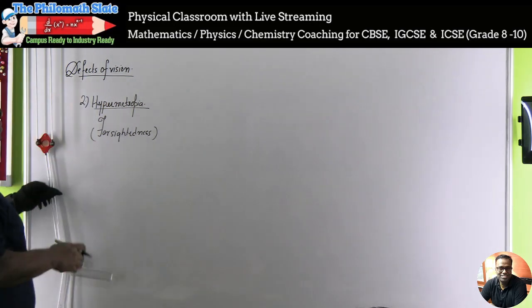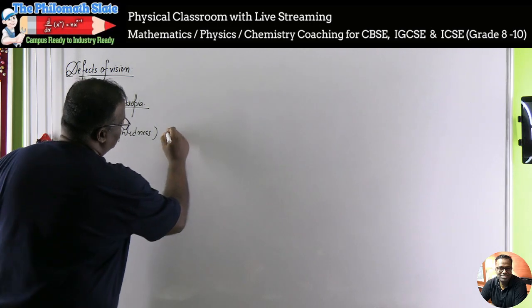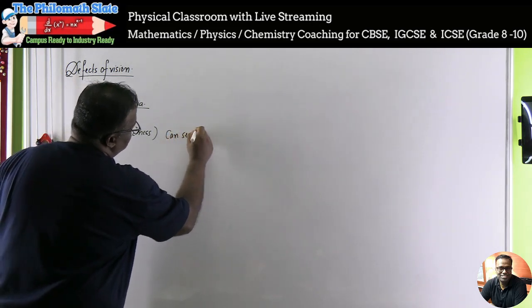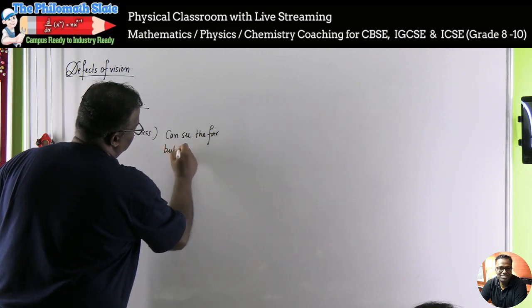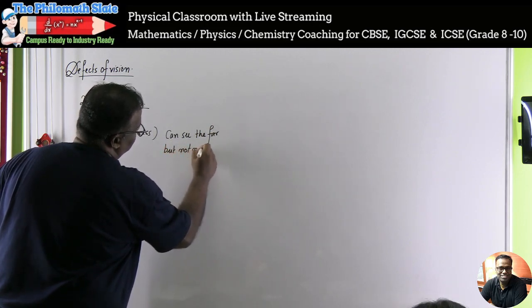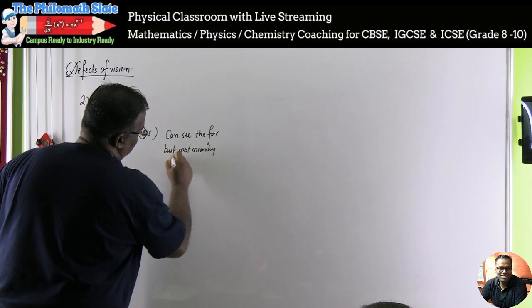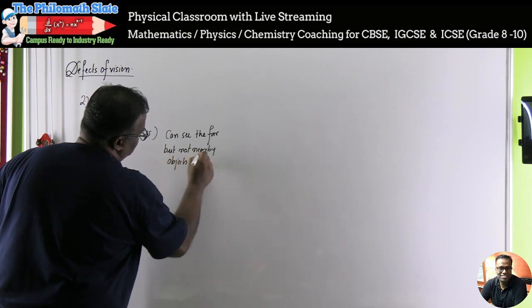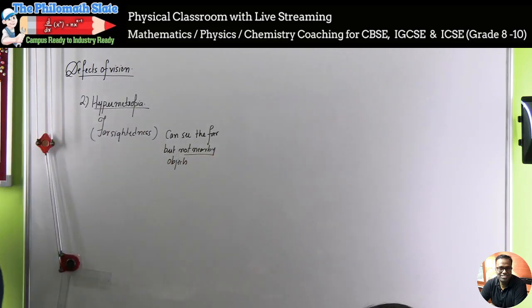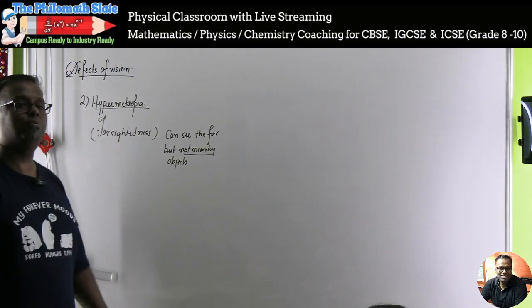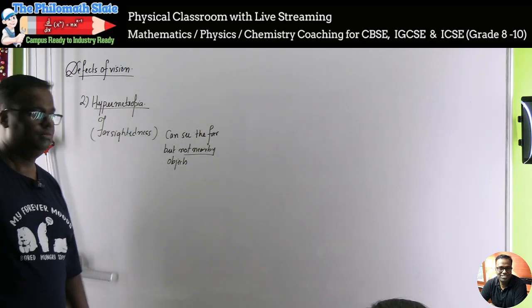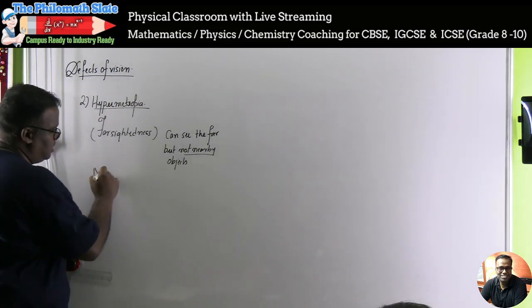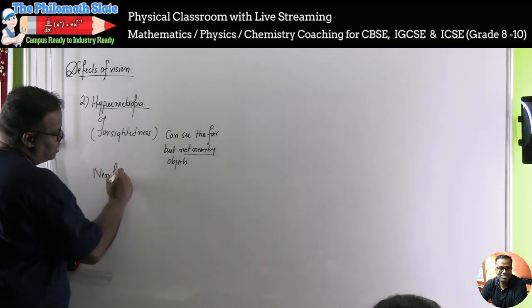बेकार के काम करते रहते हो। Far-sightedness, can see the far, but not nearby objects. Now see, not nearby objects. So immediately you should catch up. Where is the problem? The problem is with the near point now. Okay, this is a near point issue case.